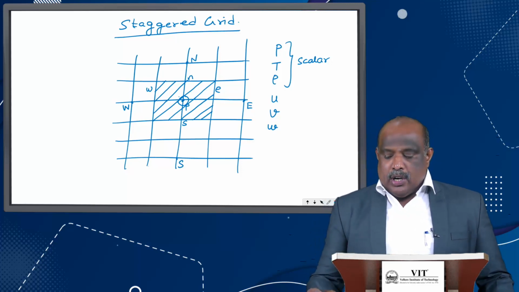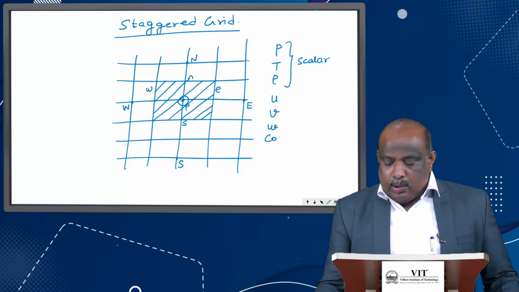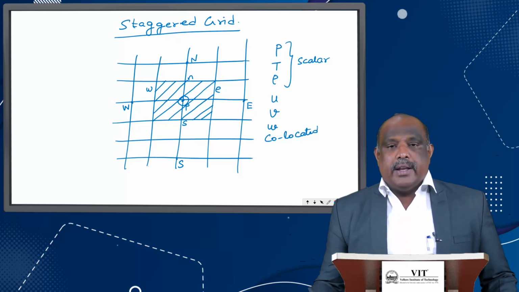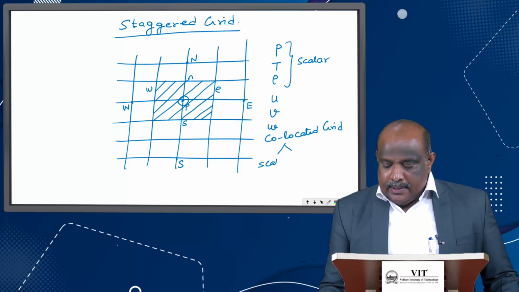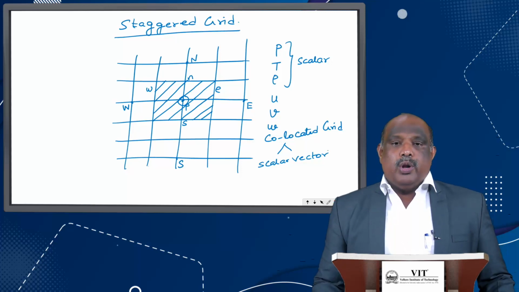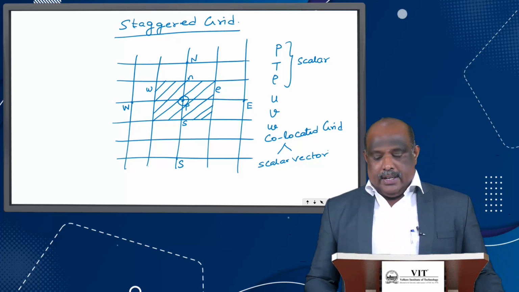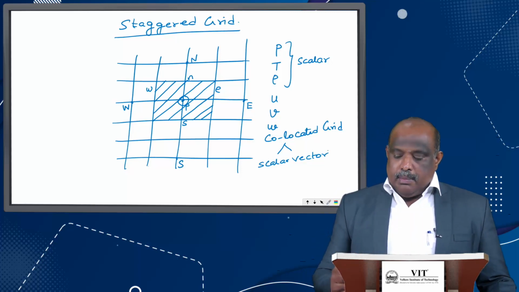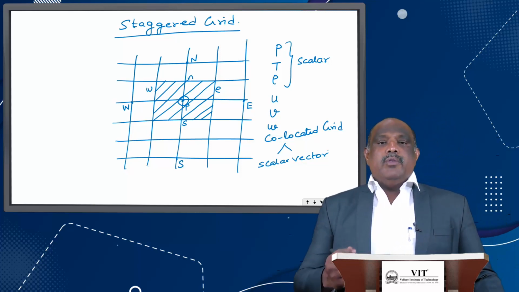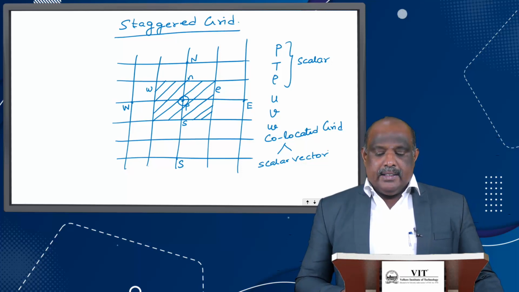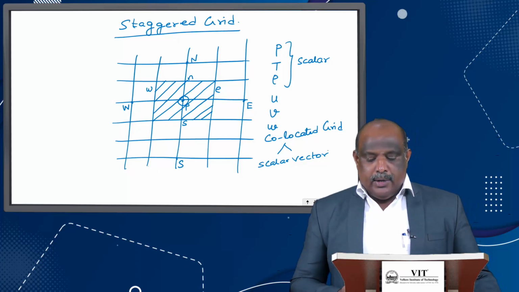This type of arrangement is called a collocated grid or co-located grid. We can call it in two ways. What is co-located? Both scalar variables and vector variables are co-located; they have been located in the same location. So this is nothing but a co-located grid. What is the limitation of this co-located grid? Why do we want to go for the staggered grid? That is what we are going to see right now.